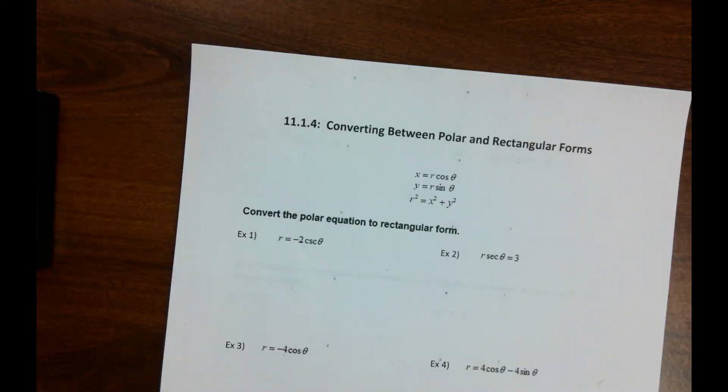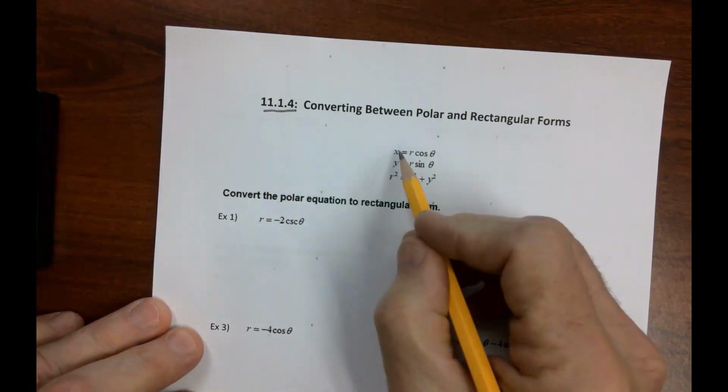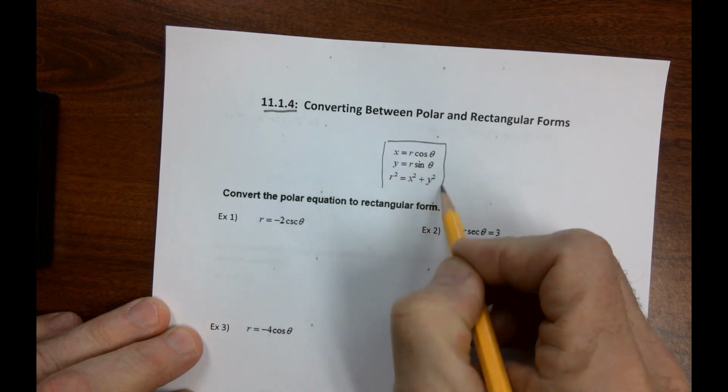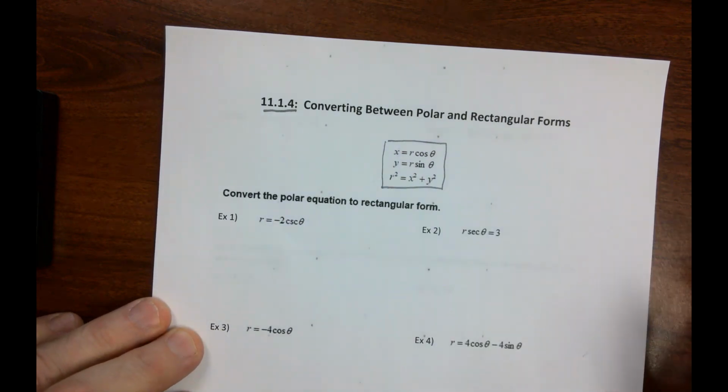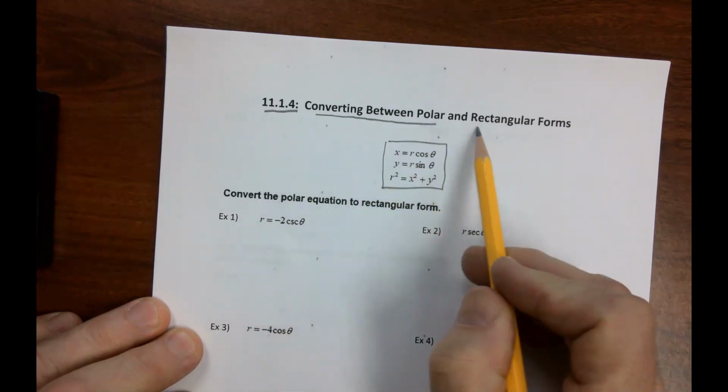Okay, so here we go. 1113 was a little bit of a rest. Now you're going to pay for it. Here are three equations, formulas, that we're going to use to convert between polar and rectangular forms.